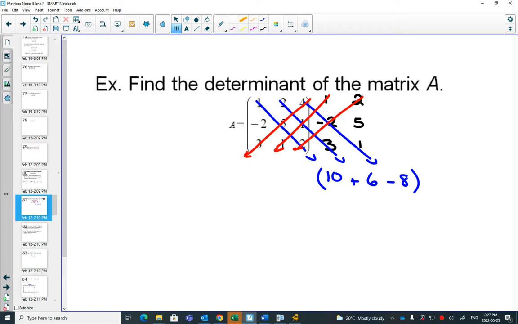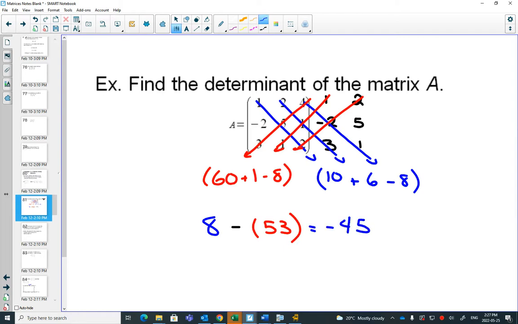Problem with doing the diagonals too soon, sometimes you might not see the numbers anymore. 60 plus 1 minus 8. And so in the end, the first one adds up to 8, and then you subtract, and the second one adds up to 53. So we get a determinant of negative 45.